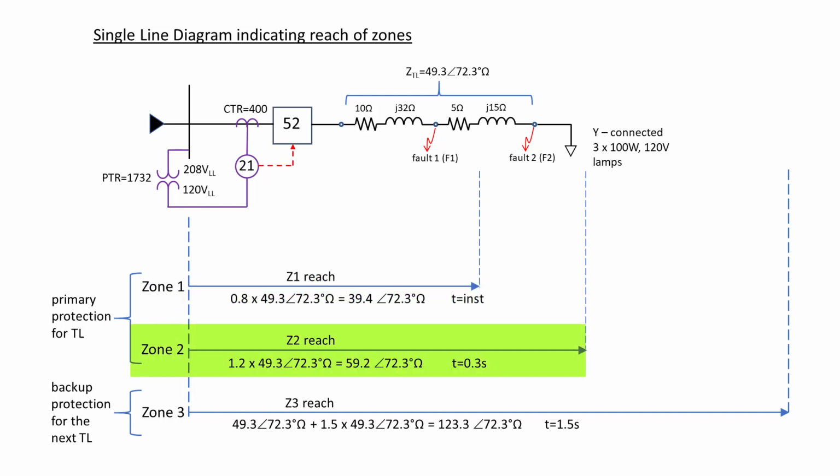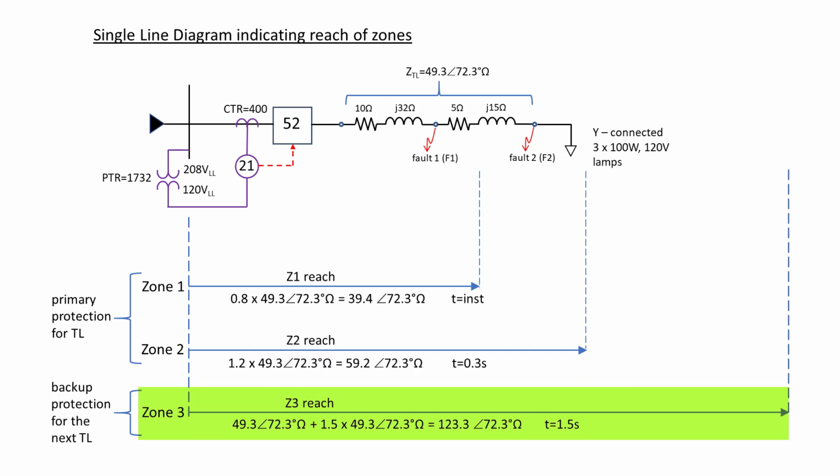The second zone we have is Zone 2 reach, and this is typically set at 1.2 times the impedance of the transmission line. In this case, we get 59.2 ohms at 72.3 degrees, and the time is set for 0.3 seconds. The third zone is the backup protection for the next transmission line.